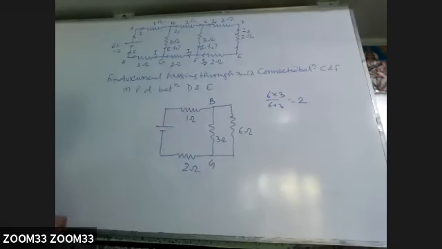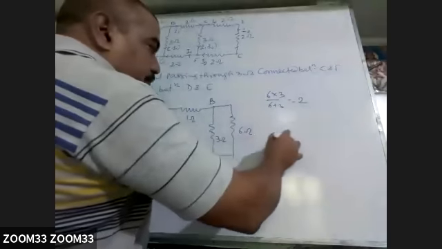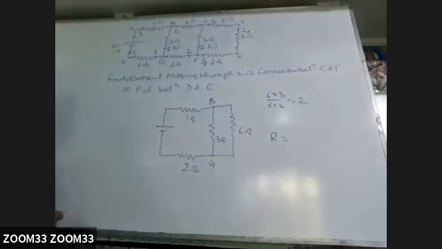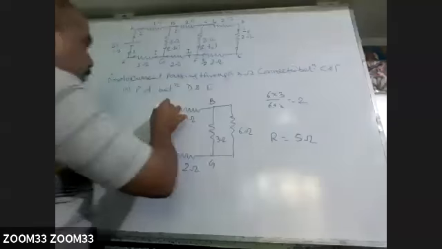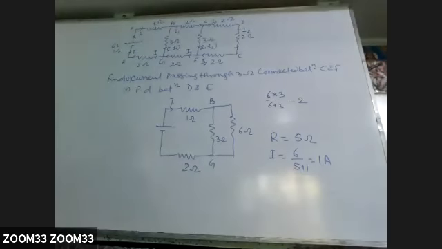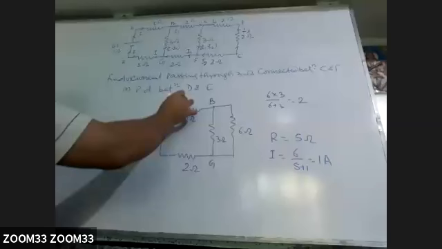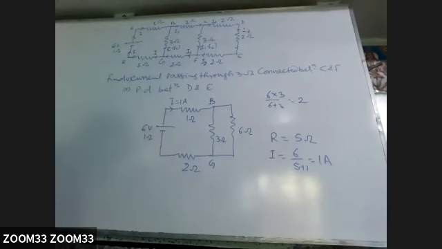So what is the equivalent external resistance? This is 2 and 1, 5 ohm are in series, so this will become 5 ohm. What is this main current? So this current is 1 ampere. Understood?